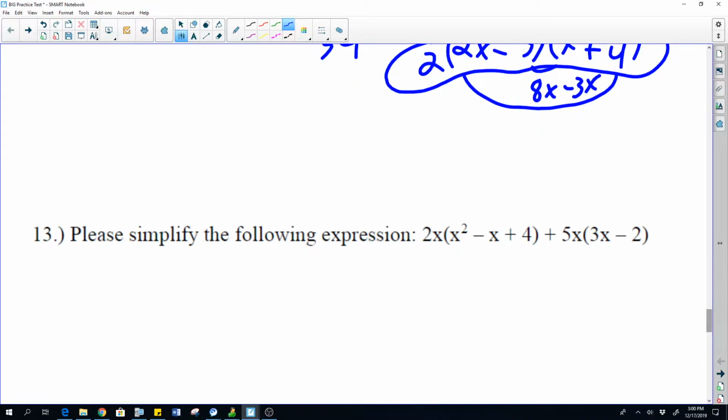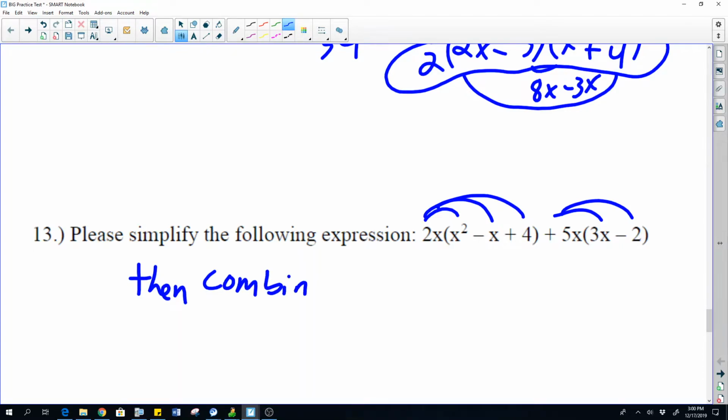I don't know if I'll do this one for you. This is a pretty easy one. You're just distributing it through, and then combine like terms. So that's not too bad, right? Distributing it through and then combine like terms. So that's not too bad.